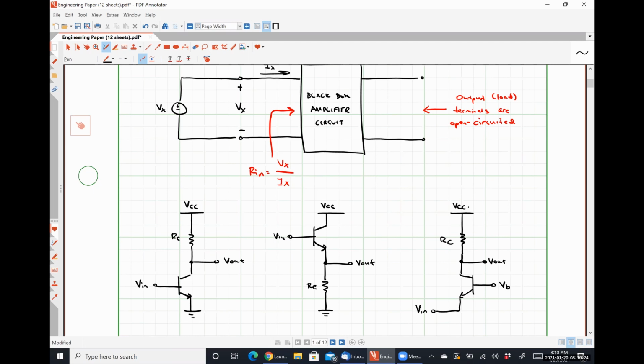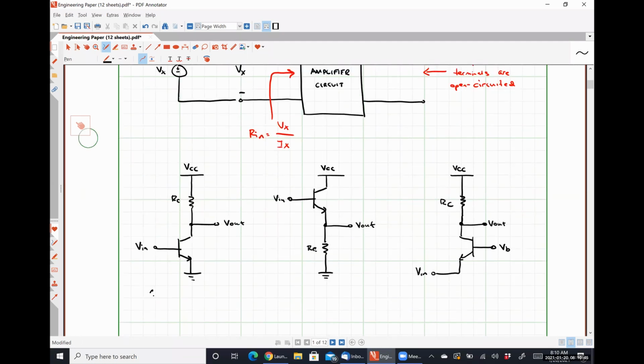So let's talk about this terminology just real quick so that we're all on the same page here. A common emitter amplifier is any BJT amplifier in which the input is applied at the base and the output is collected, or sensed, at the collector. So the emitter isn't used for the input or the output signal, so it's common to both, which is why it's called a common emitter amplifier.